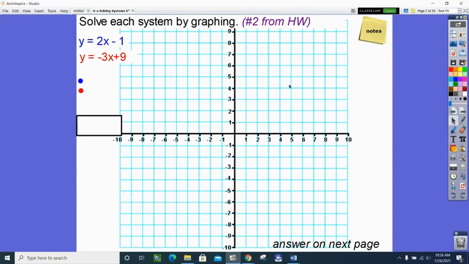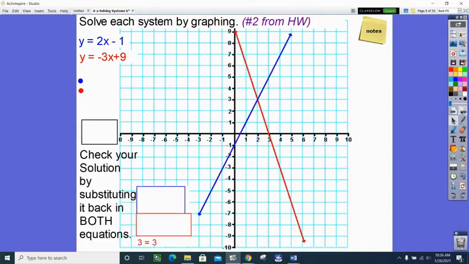Sometimes once you've got the first line, you can use the slope on the second line until you hit the first line. I'll show you that in a second. And then the second line is going to start at +9, but be careful, remember to go down 3 and over 1. All right, so let me just go forward to show you those two lines.